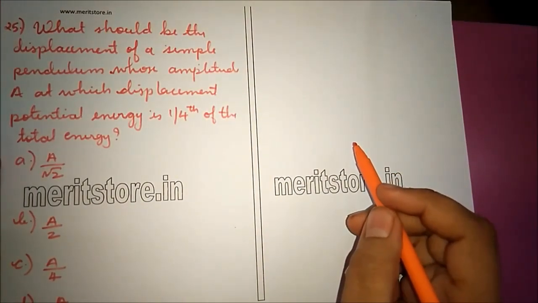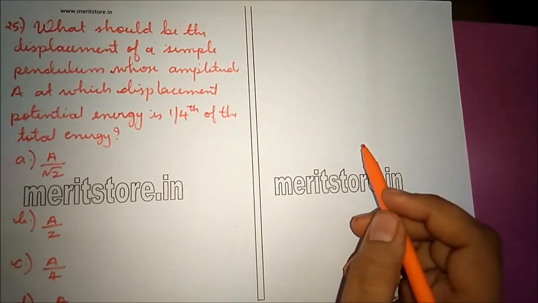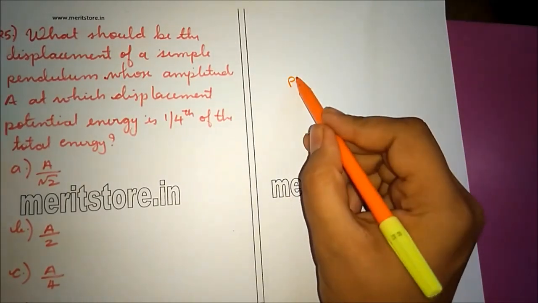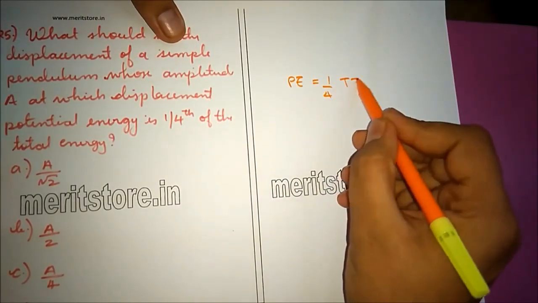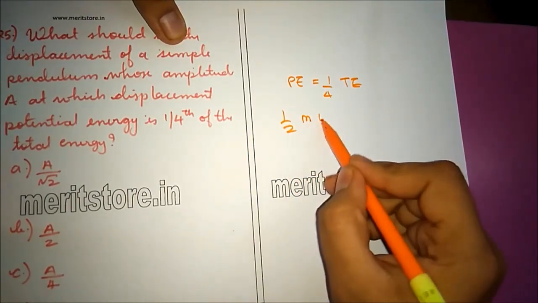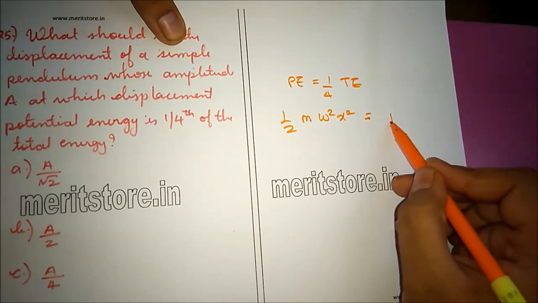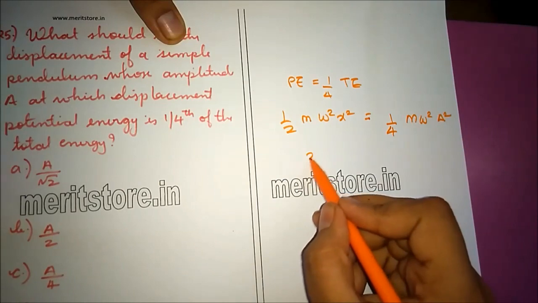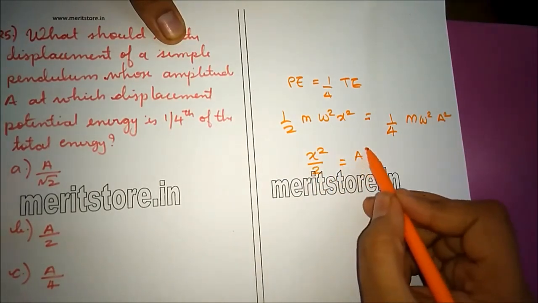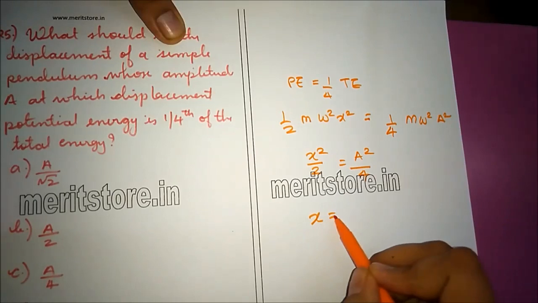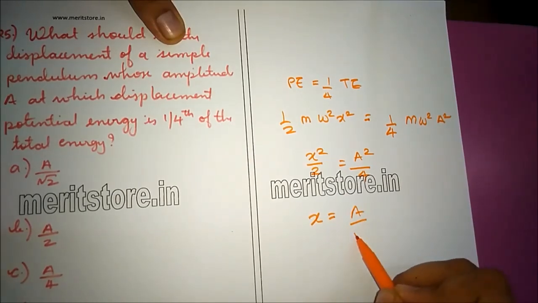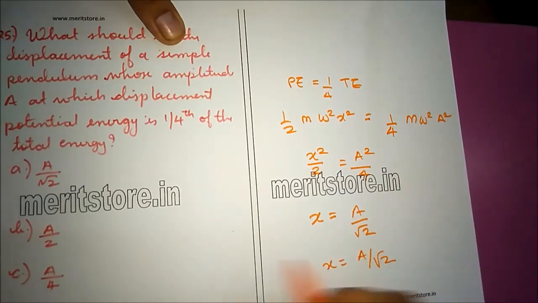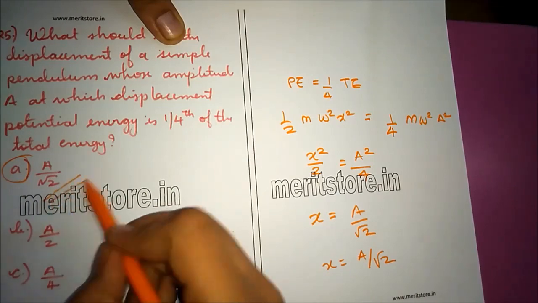25. What should be the displacement of a simple pendulum whose amplitude is A, at which displacement the potential energy is 1/4 of the total energy? So now we know potential energy PE is equal to 1/4 TE. So half m omega square x square is equal to 1/4 m omega square a square, which on solving we get x square by 2 is equal to a square by 4. So x is equal to a upon root 2. So option A upon root 2 is the correct answer.